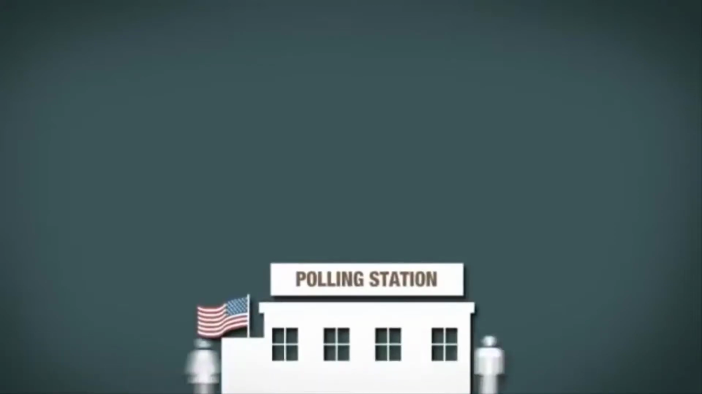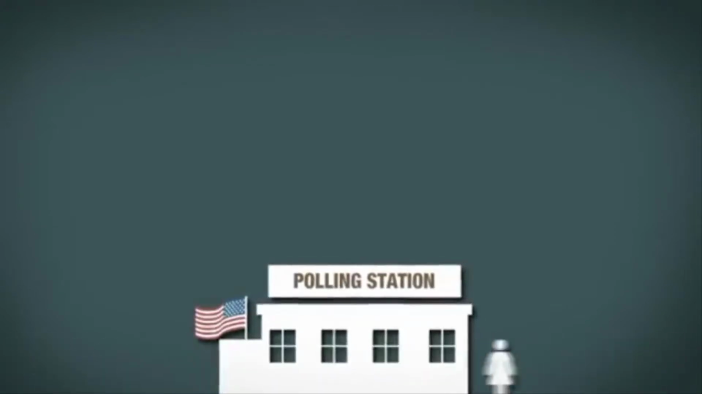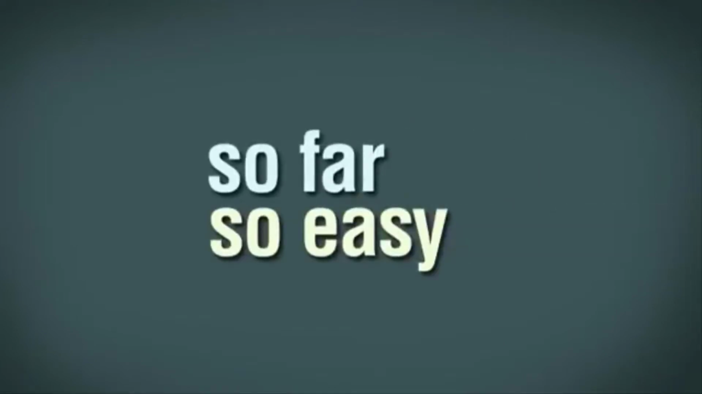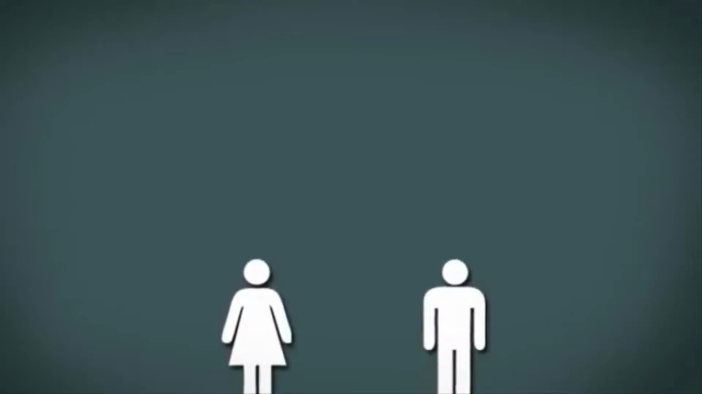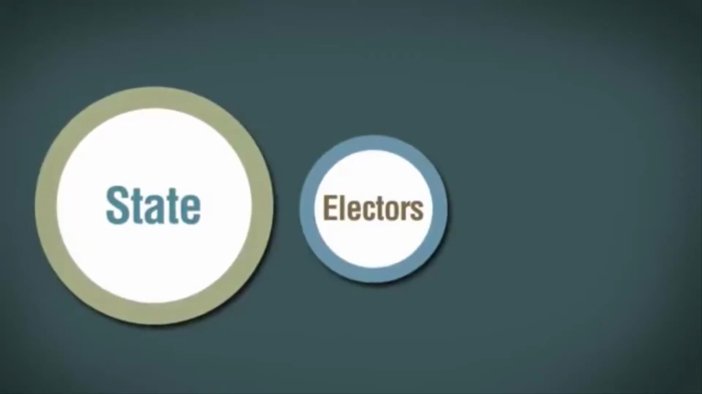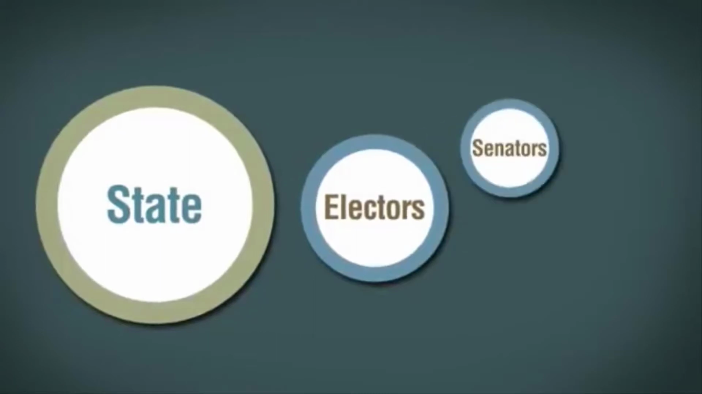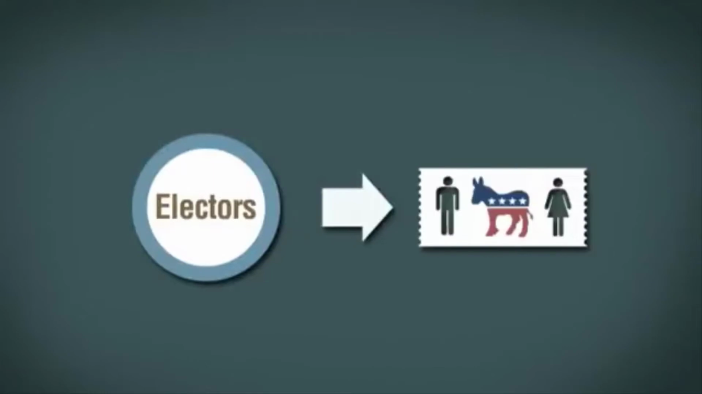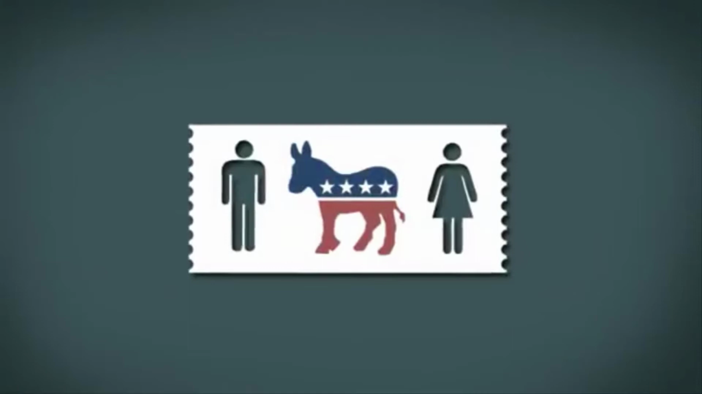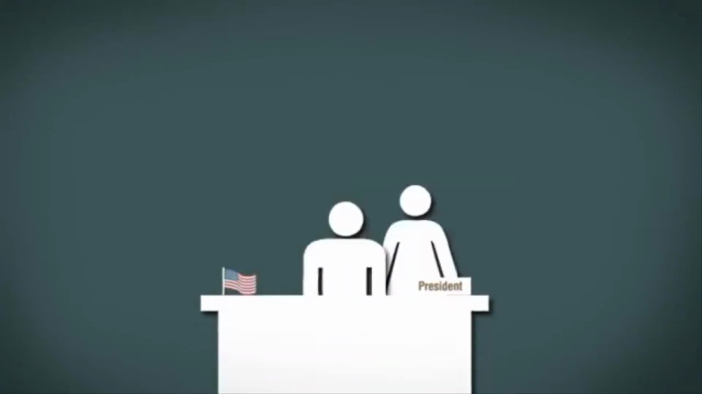When it comes to election day, the public go to the polls to vote for one presidential ticket. So far, so easy. However, the public don't vote directly for their choice of president. Instead, a system called the electoral college is used. Each state is allocated a number of electors that will make the final choice. A state has the same number of electors as it does senators and representatives. In most states, all the electors will vote for the presidential ticket which received the most support in the public vote. Finally, the presidential ticket with the most electoral college votes becomes President and Vice President of the United States of America.